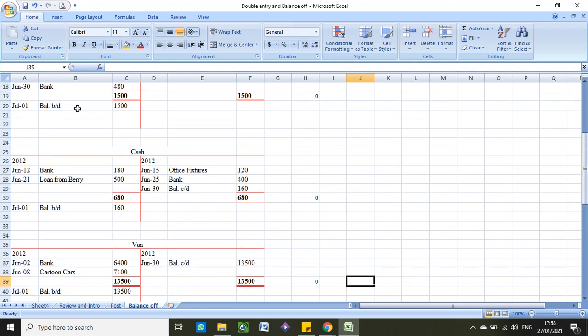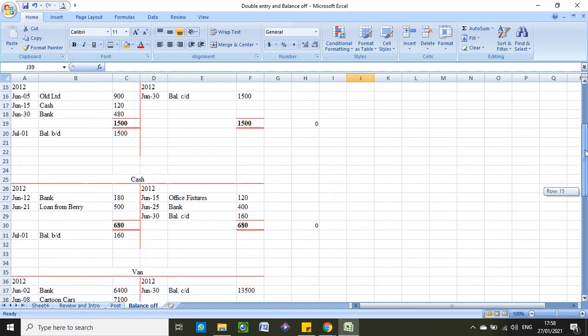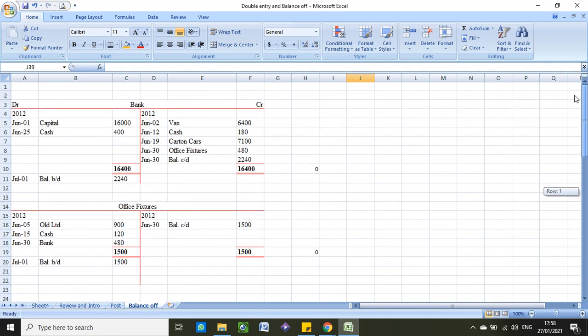Careful with the dates. I thought I had typed out June here, but I did July. So be careful with your dates. Carried down will always be the last day of the month. Balance brought down will be the first day of the following month. So all of those accounts were asset accounts. They all have the balance brought down on the debit side.